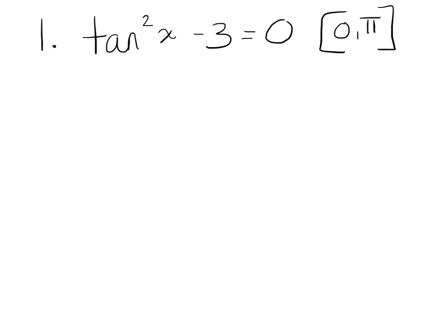All right, question 1. Tangent squared x minus 3 equals 0. And notice they give us this domain 0 to pi. So basically, all my answers have to fall between there.